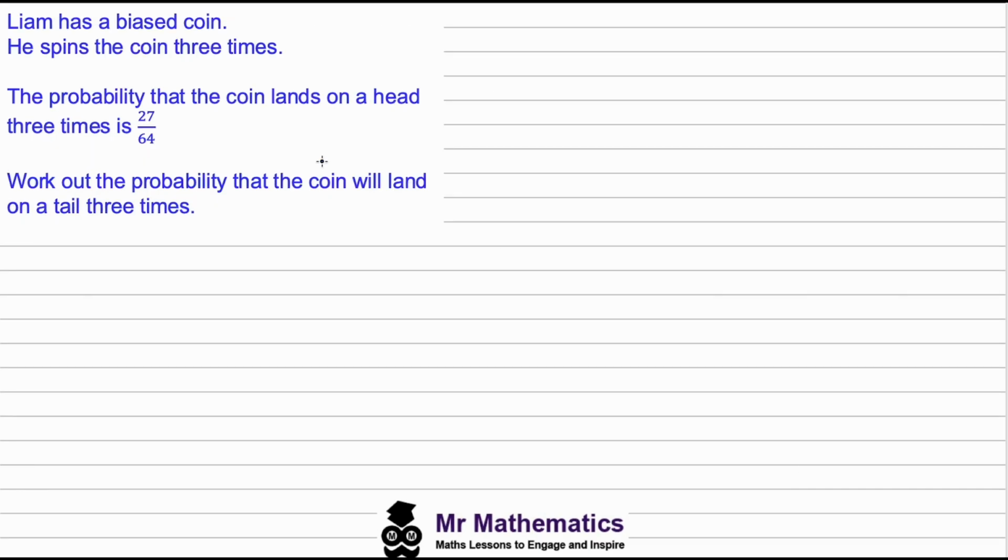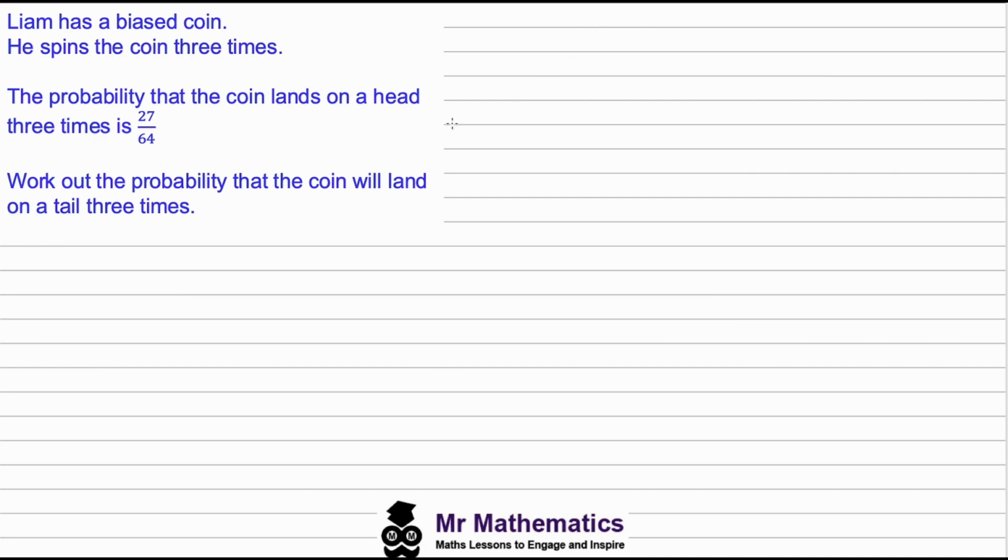So finally, we're told that Liam has a biased coin. He spins the coin 3 times, and the probability that the coin lands on a head 3 times is 27 over 64. We've been asked to work out the probability that the coin will land on a tail 3 times. So do you want to try this final question yourself?